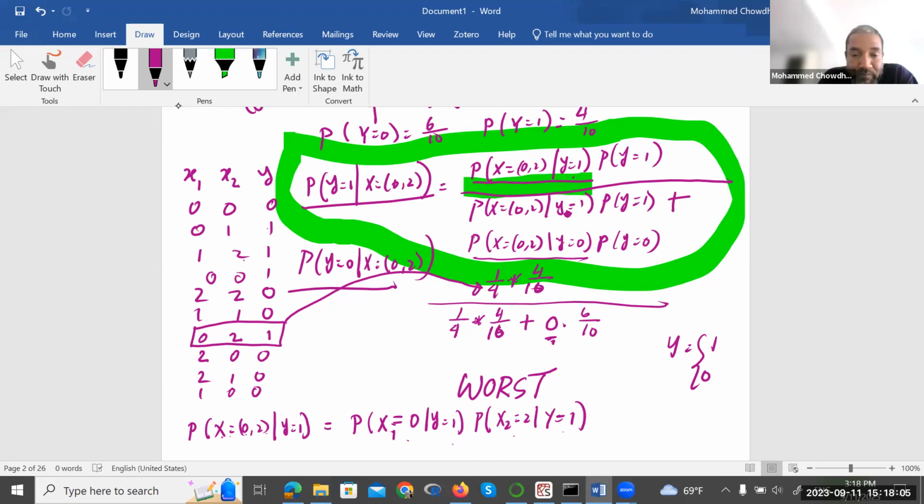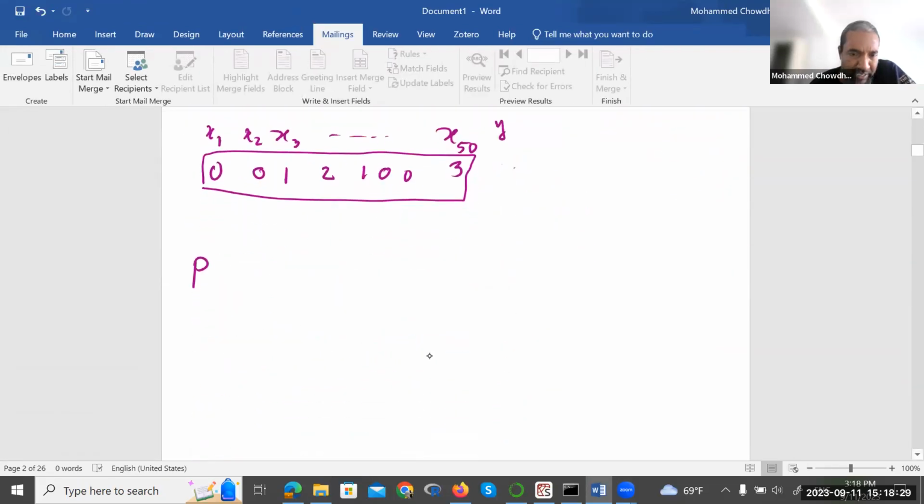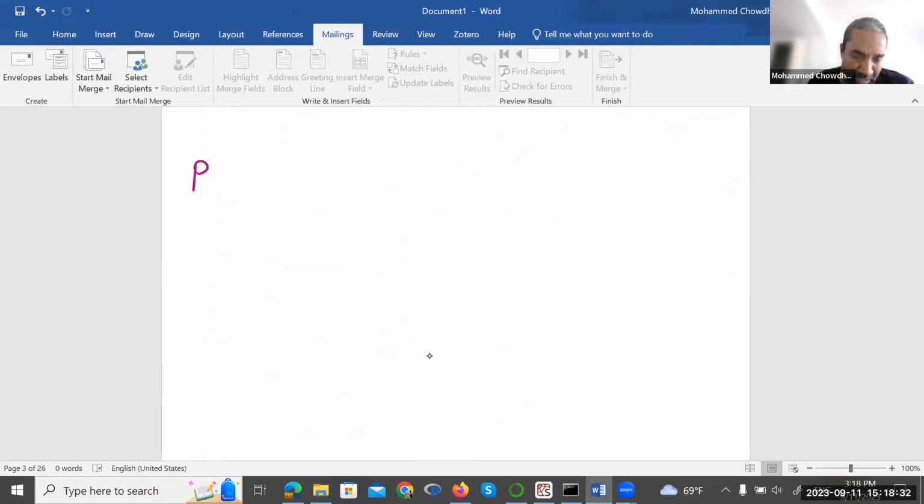Another thing I want to mention: the naive Bayes classifier is used for categorical covariates. However, if you have a continuous covariate, how can we handle it? Suppose you have blood pressure, with values from 70 to 140.